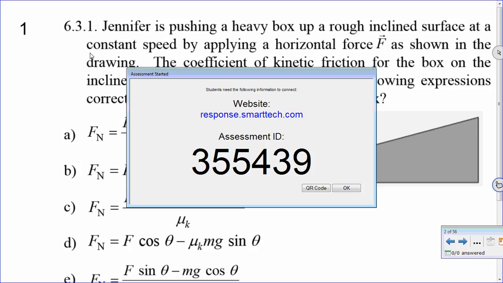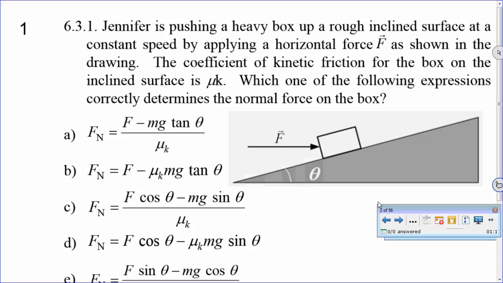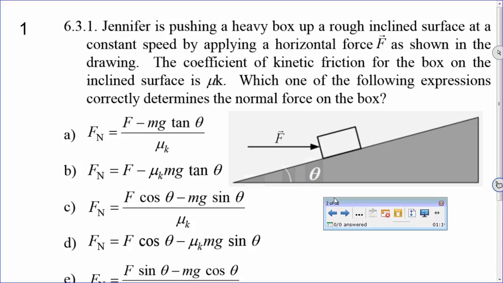Or no? Can I close this? Everybody got their ID? Yes. Oh, I forgot to start the question, didn't I? Where's it going? It's going?